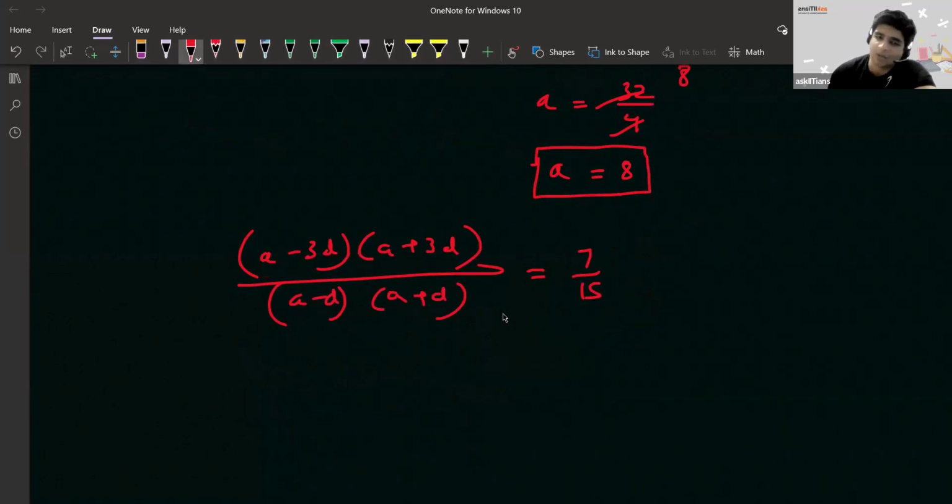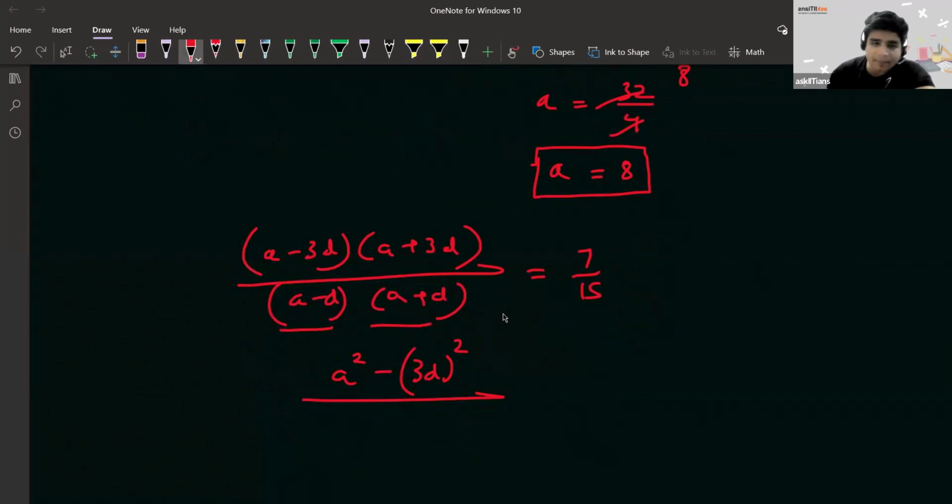Don't do it, everyone. Please don't do it. Your calculations are going to become harder. Okay, so it is going to become A square minus... now see, this is of the form of what? This is of the form (A plus B) into (A minus B), which is A square minus B square. So (3D) whole square.